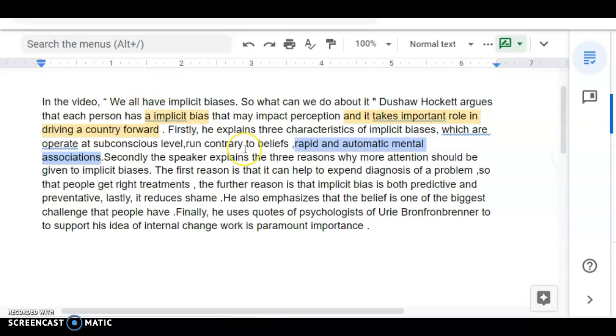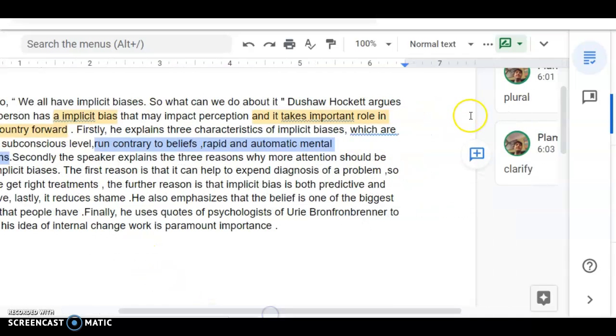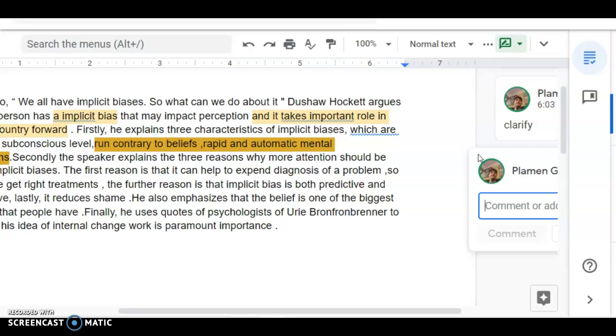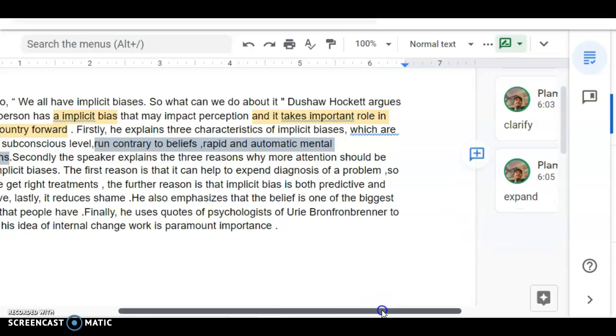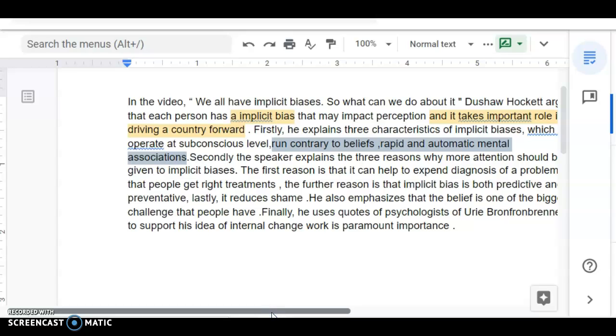So I think your best bet would be to expand on each of these, especially the second and the third. Explain more clearly what these characteristics are, right? And of course, if you do that, you will end up with a very long sentence. So you probably want to just split it into three different sentences, right?